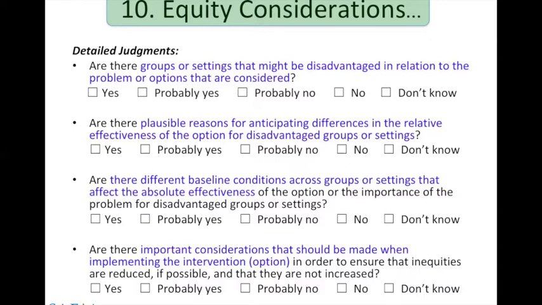Again, same discussion. And finally, are there important considerations that should be made when implementing the intervention so as to reduce inequities or at least make sure that they're not magnified? All of these things should be considered when you're looking at the equity piece of the recommendation or the problem you're addressing in your project group.